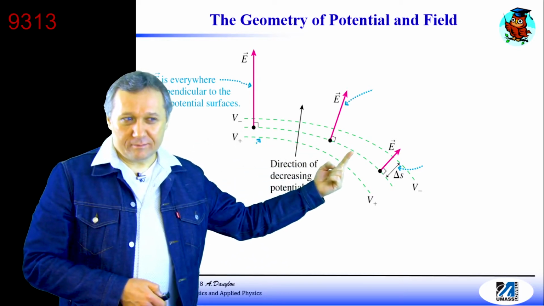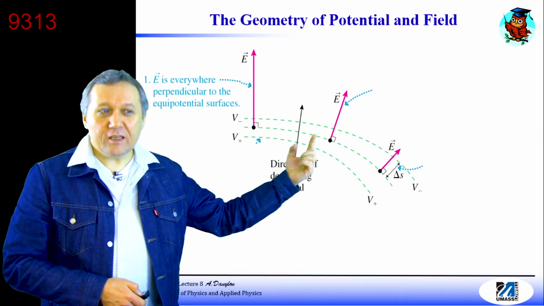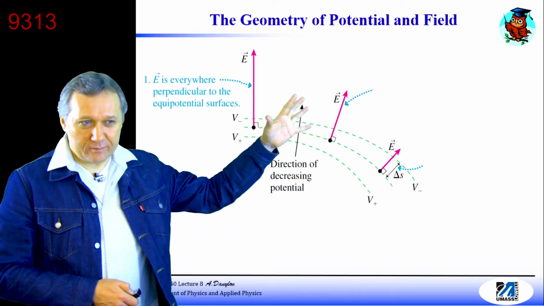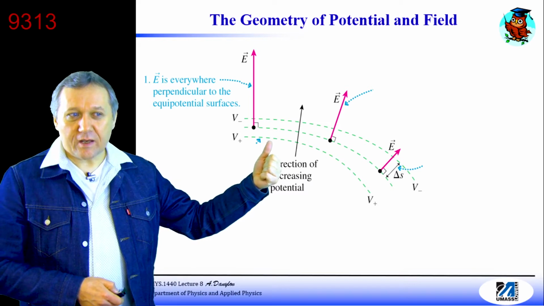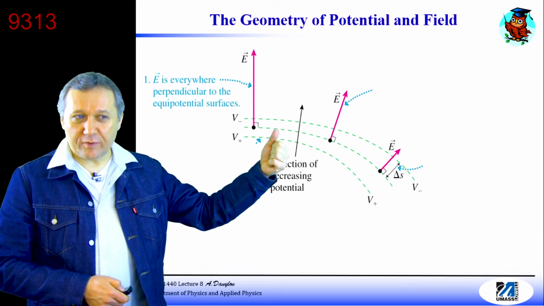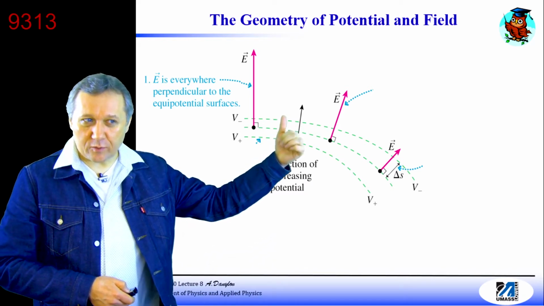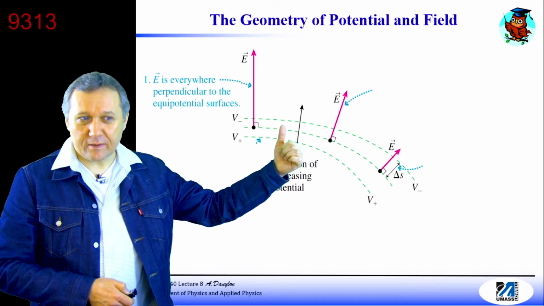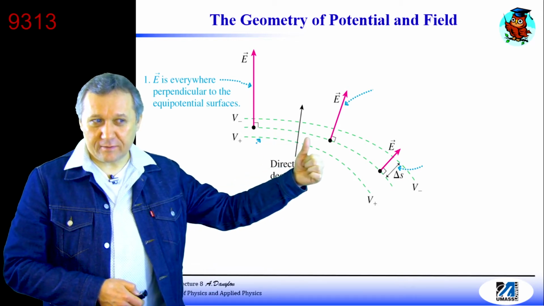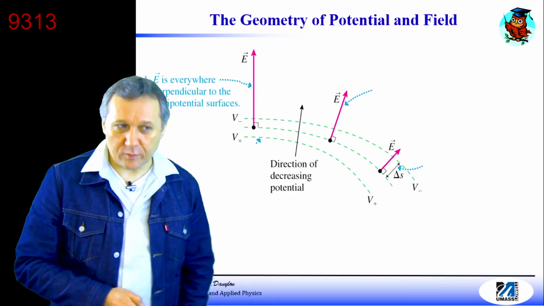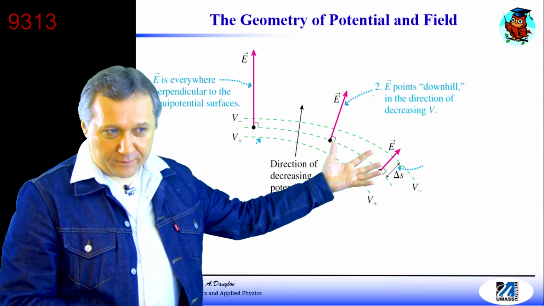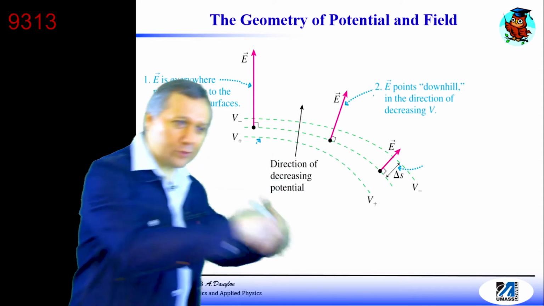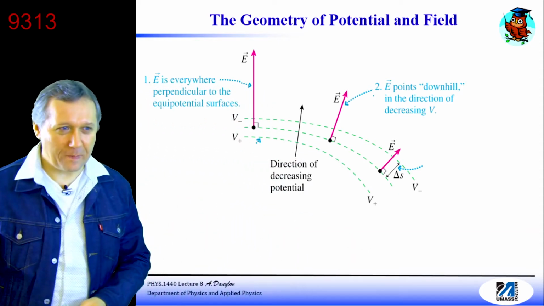Electric field direction points downhill of the electric potential. You see here electric potential is higher, V plus, and then as you move that way, electric potential is going down. So you see that here it's a V minus. And you see electric field vectors, right? They point downhill, in the direction of decreasing V all the time, just like a ball rolls down the hill.